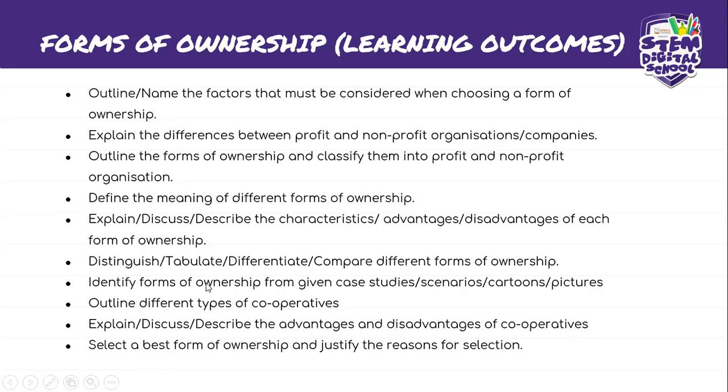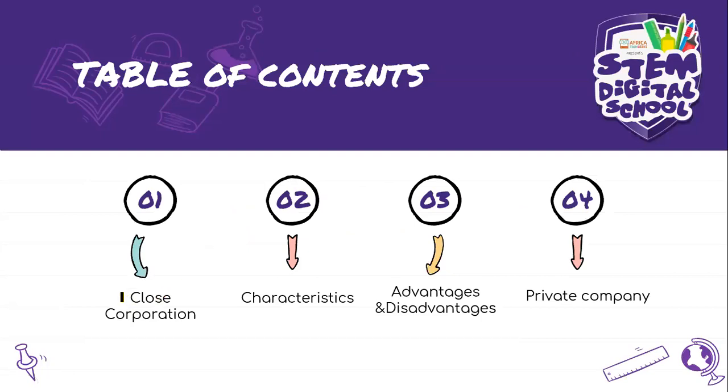You also need to identify forms of ownership from a given case study, scenarios, cartoons or pictures. Also, you need to outline different types of cooperatives, so you don't have to worry about cooperatives. We are, however, going to look at those tomorrow. You need to be able to explain, discuss or describe the characteristics, advantages and disadvantages of each form of ownership, and define the different forms of ownership. As I told you, today we'll be looking at close corporations.